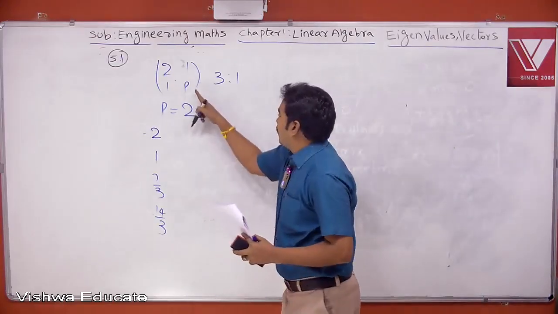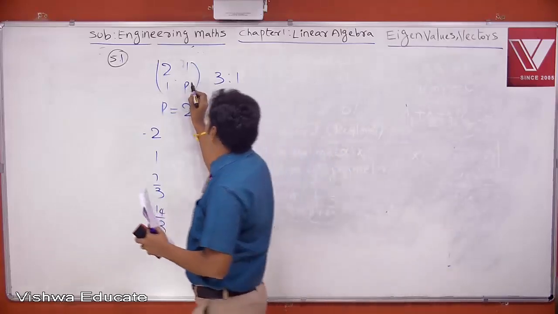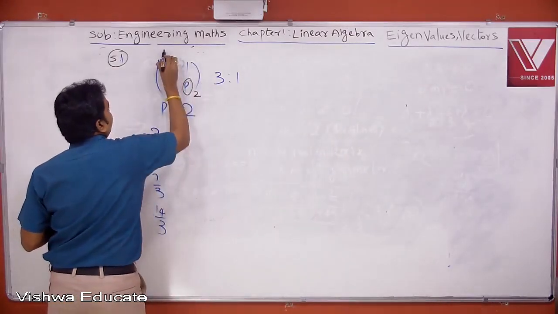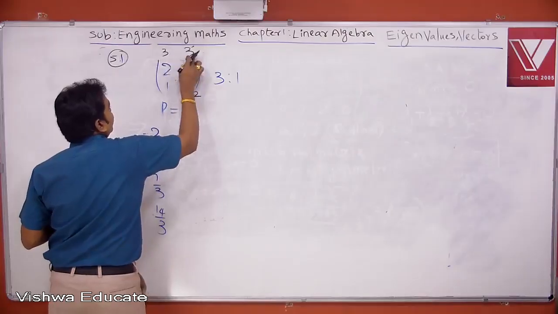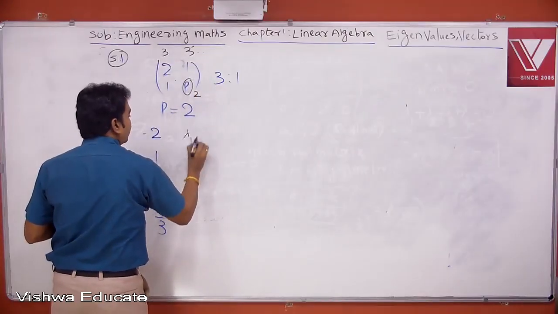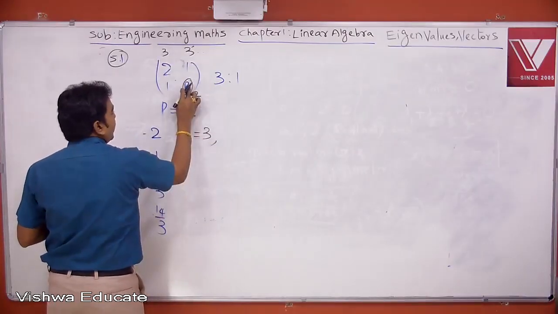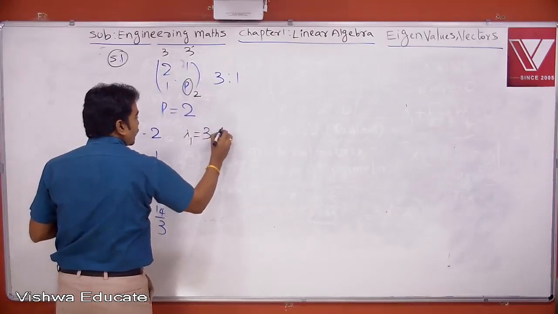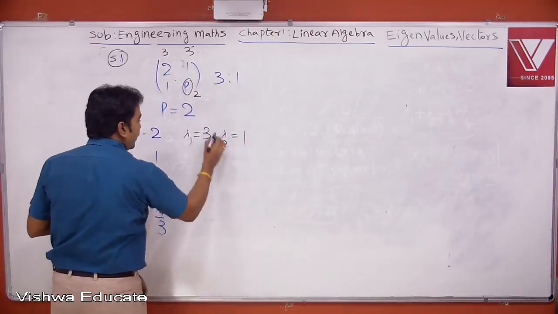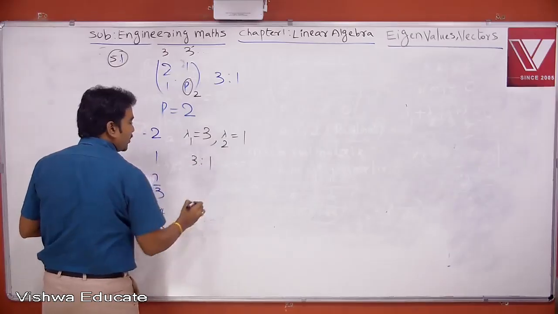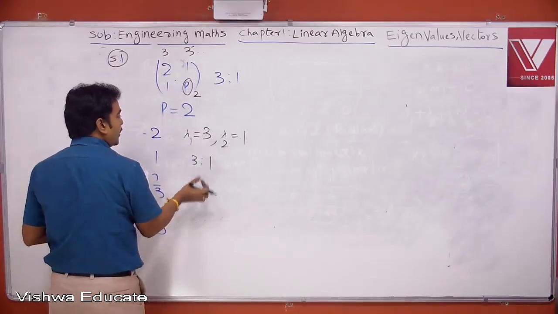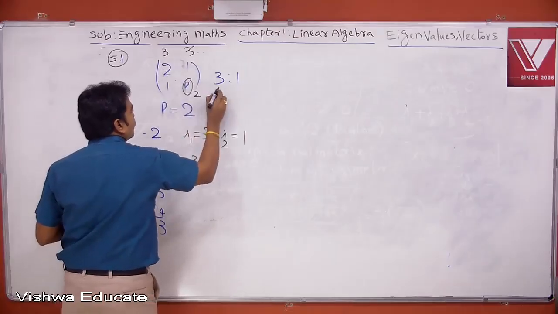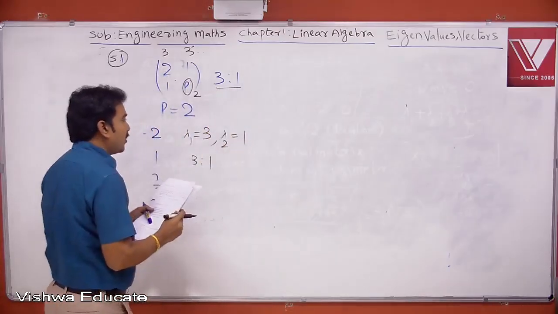I think the question is clear. Now replace p by 2. When p is 2, 2 plus 1 is 3, 1 plus 2 is 3. So the sum is 3, one eigenvalue is 3. When p is 2, one eigenvalue is 3, but 2 plus 2 is 4, already 3 is covered, so the second eigenvalue is 1. So they maintain the 3:1 ratio, that is clear. They were asking what is the other value of p for which these eigenvalues maintain the same ratio 3:1.